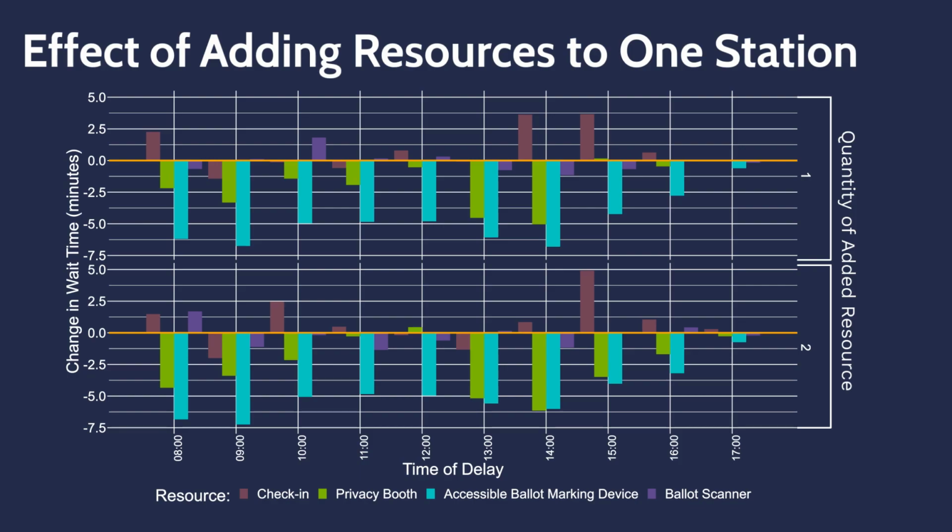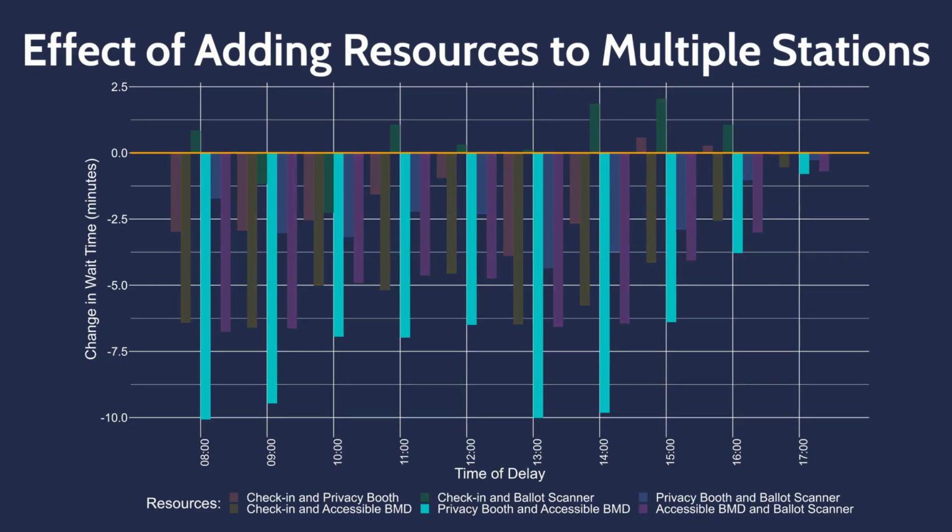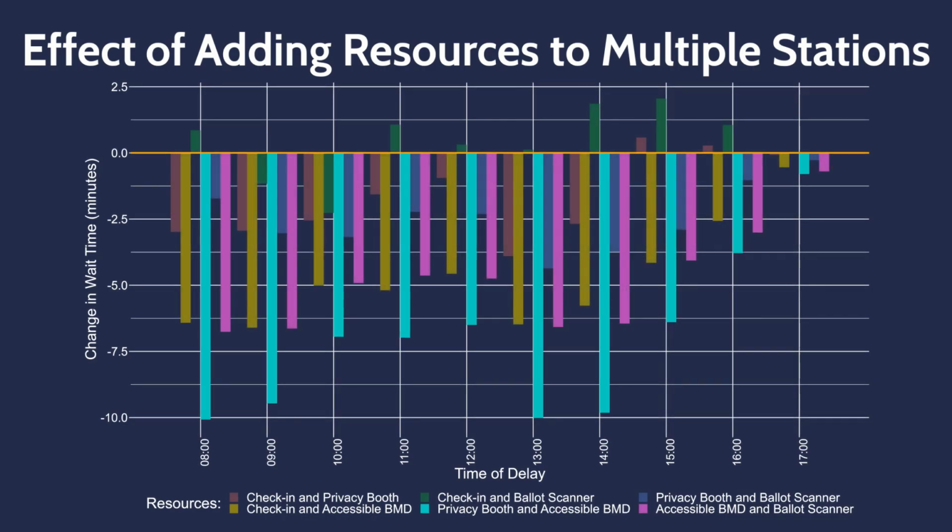The plot on screen shows the effect of adding combinations of resources to the polling location. This plot shows that allocating an additional privacy booth and an accessible ballot marking device offers the largest reduction in wait time, regardless of the time of the temporary shutdown. This finding further confirms that the bottleneck of the simulated voting process is ballot marking. Other combinations of resources, including the addition of an accessible ballot marking device, similarly offer reductions in voter wait times, to a lesser degree than the combination of a privacy booth and accessible ballot marking device.